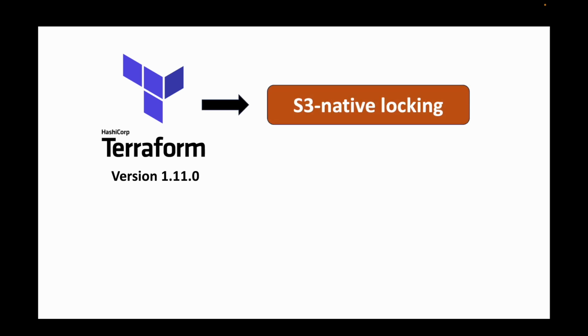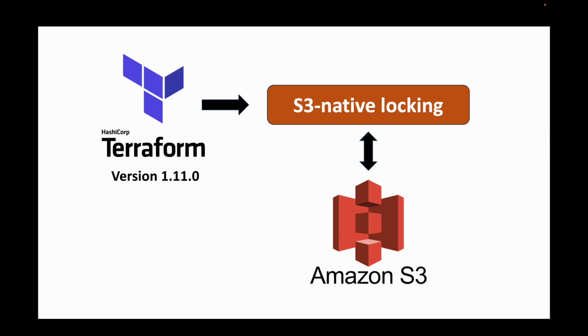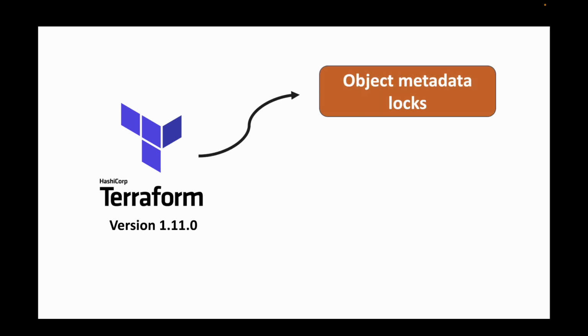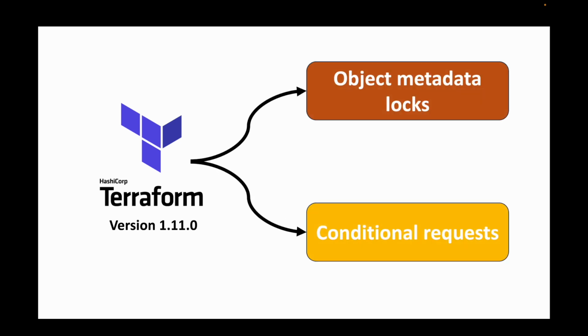Now, Terraform version 1.11 introduced a new feature. You can enable S3 native locking by simply adding a new field to your backend configuration. So you no longer have to use DynamoDB. You can just make use of the S3 bucket, and by using this S3 native locking, you can manage locking of your state files. Now, how does this work? Terraform uses object metadata locks and conditional requests behind the scenes. This will ensure no two users can modify the state at the same time.